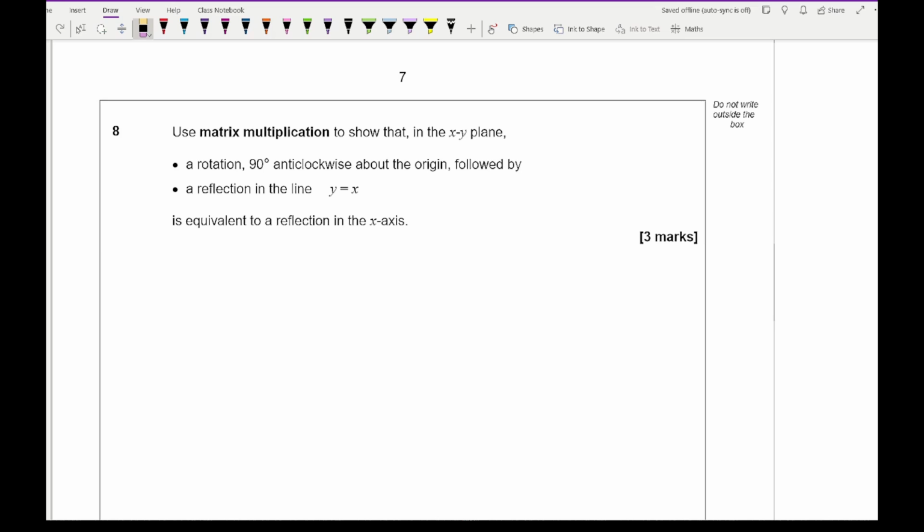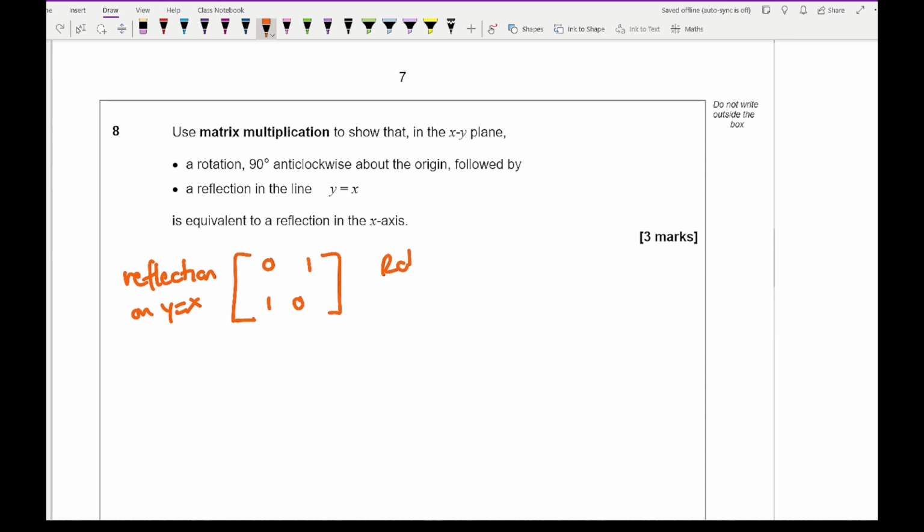So moving on to question 8, it says use matrix multiplication to show that in the xy plane a rotation of 90 degrees anticlockwise about the origin followed by a reflection in the line y equals x is equivalent to a reflection in the x-axis. Now when attempting this question we need to do it in the reverse order. So here the reflection on y equals x matrix is going to be 0, 1, 1, 0.